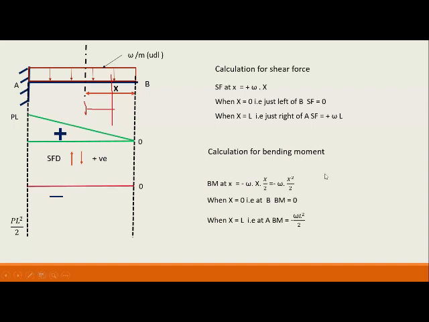Let us see how it looks like. The equation is looking like a square parabola. So we have to join this point with a parabola like this, which is a square parabola, and as it is a hogging moment, we have put a negative sign as per the sign convention.